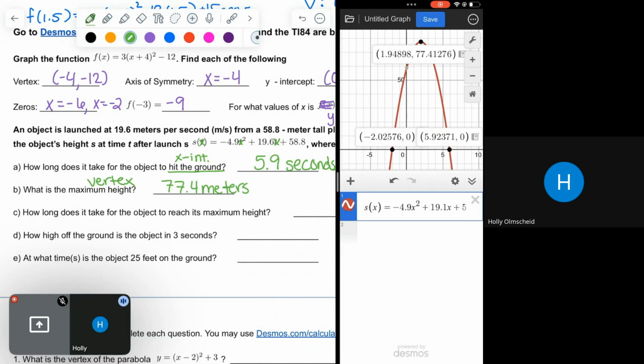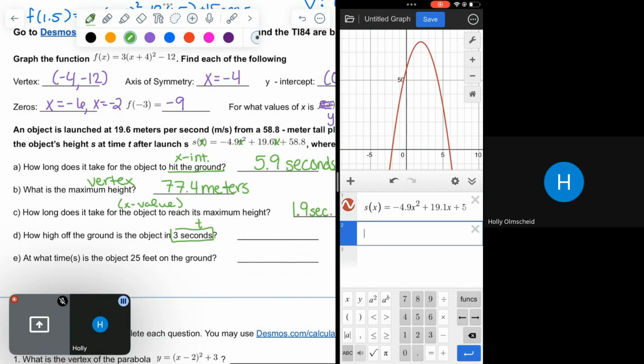If I want to know how long it takes for the object to reach its maximum, we are still looking for the vertex, but we are looking for the x value of that vertex. So that x value is about 1.9. So it takes about 1.9 seconds to reach that maximum height. I want to know how high off the ground the object is in 3 seconds. This is our time. So that is what we are going to plug in for t. So in decimals, I can say I want s of 3, and then it's going to give me out that y value, which is 72, and that is 72 meters.